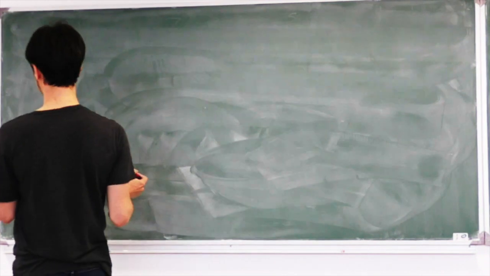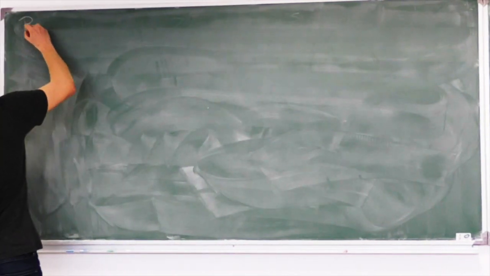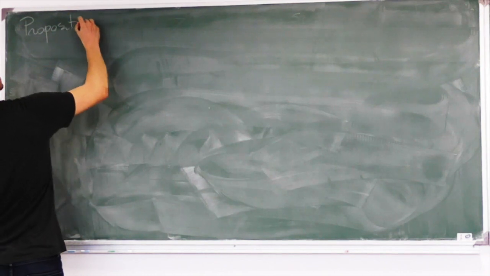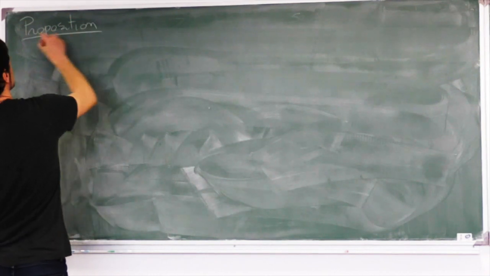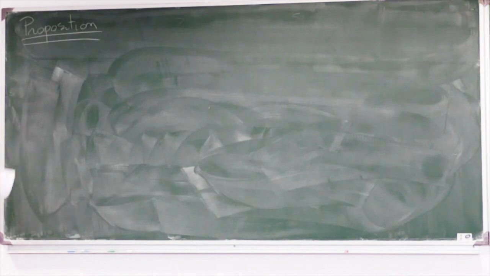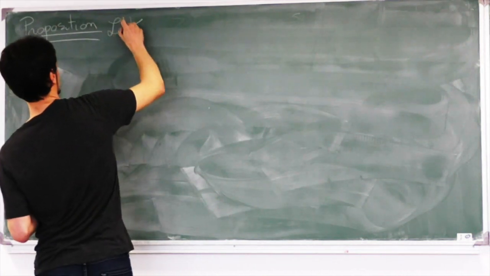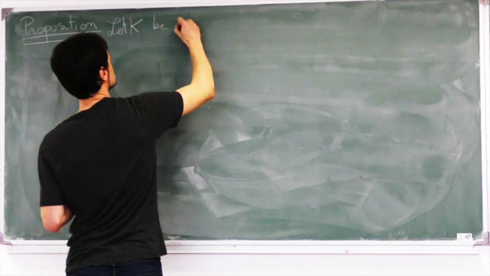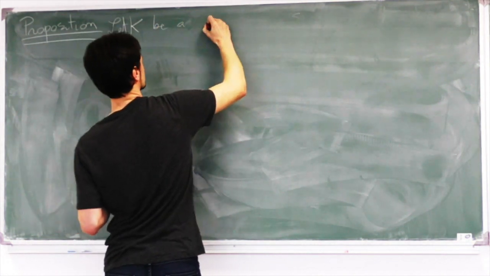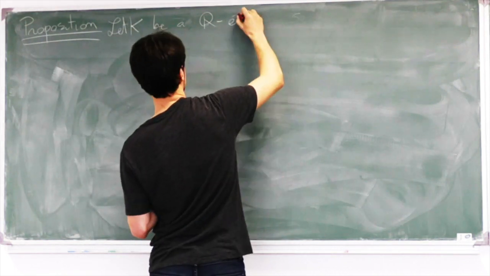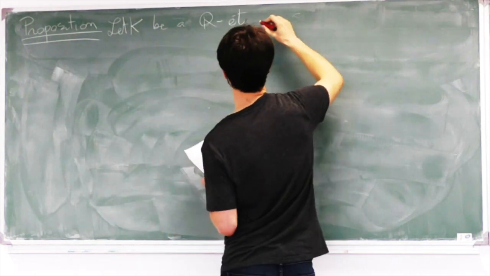Now let me give you a proposition. Let K be an étale algebra. I might forget to write down or say that our étale algebras are over Q, but we always consider them over Q.